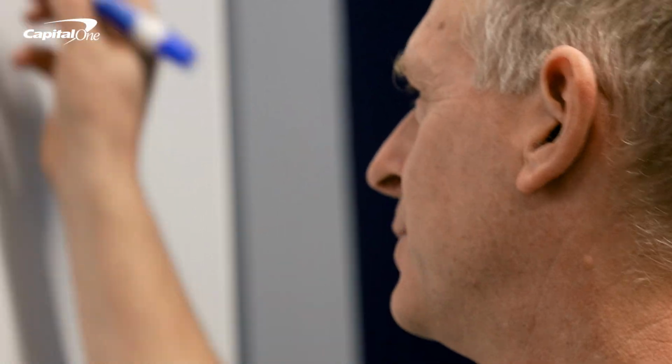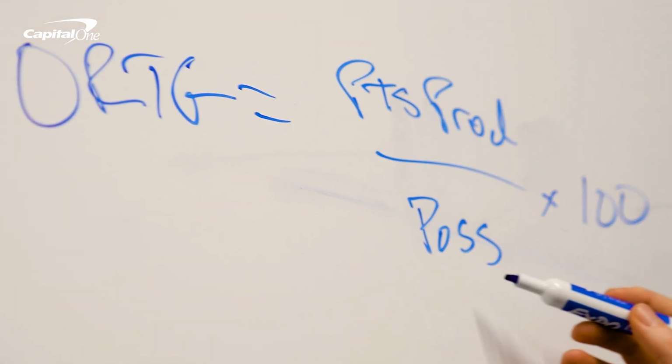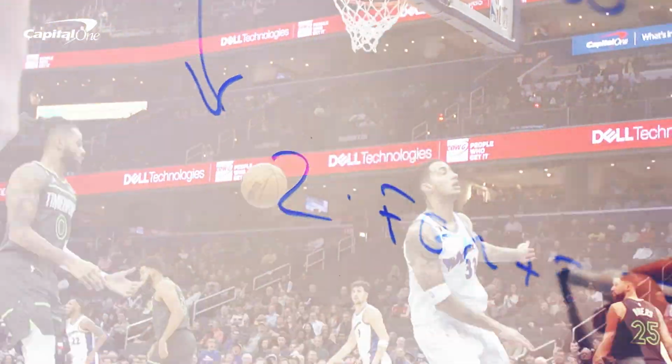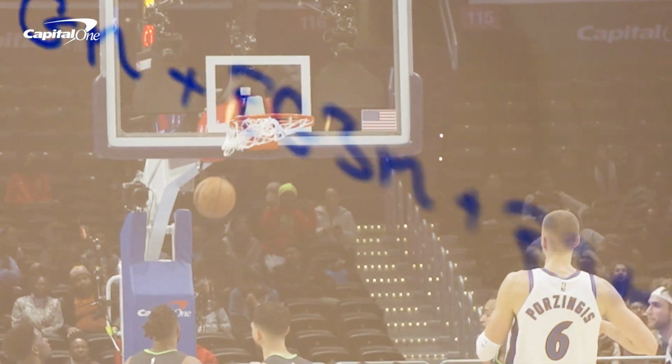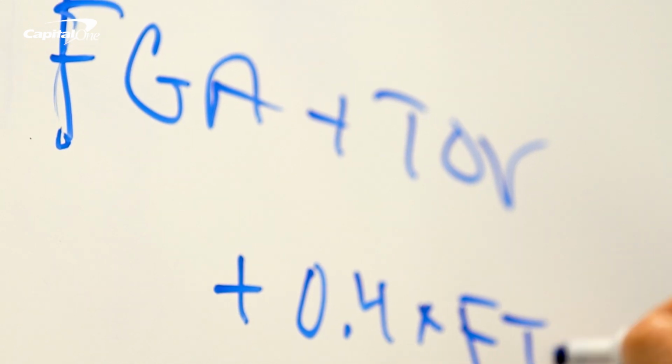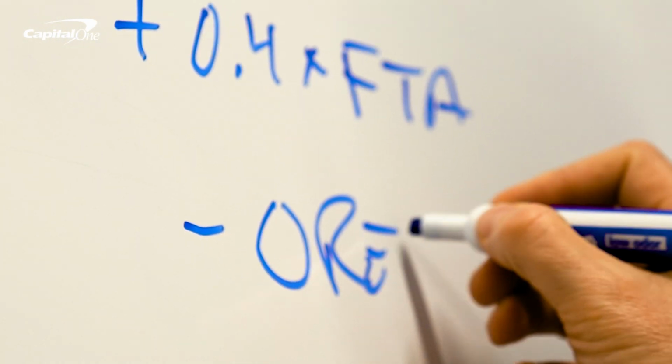Team efficiency rating. The offensive rating is points produced per possession times 100. Points produced is just 2 times your field goals made, plus 3-point field goals, plus free throws made. Possessions are field goals attempted plus turnovers plus a fraction of your free throw attempts minus offensive rebounds.